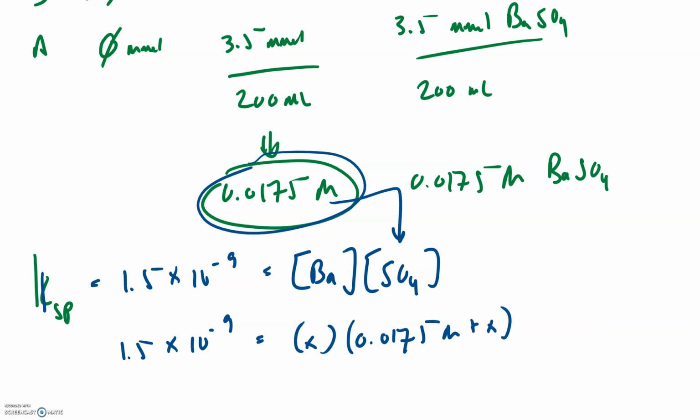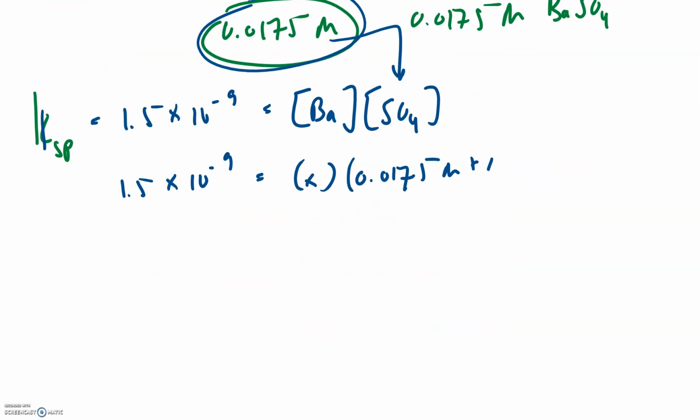But this is a small number. This isn't going to change very much. So that means the x is negligible. So if the x is negligible, we're just going to approximate. We're just going to say, okay, well, we already had some sulfate in solution. What's that going to do to our concentration of barium in solution? This is the concentration of sulfate in solution, and it's going to change things only a little bit.